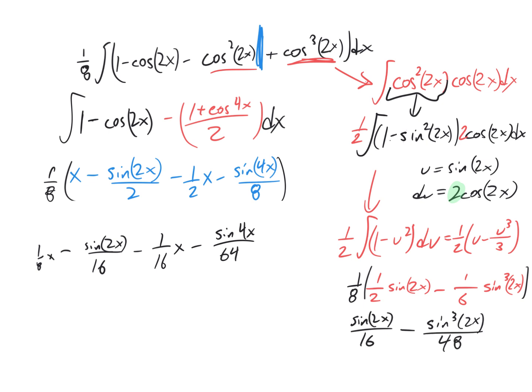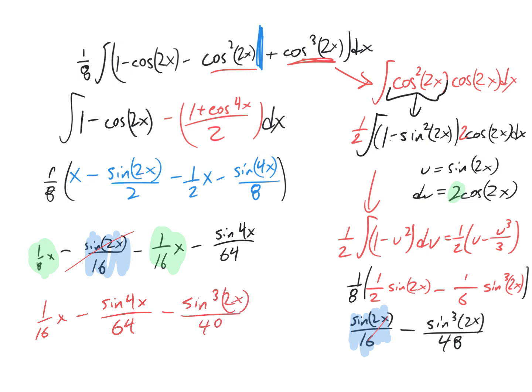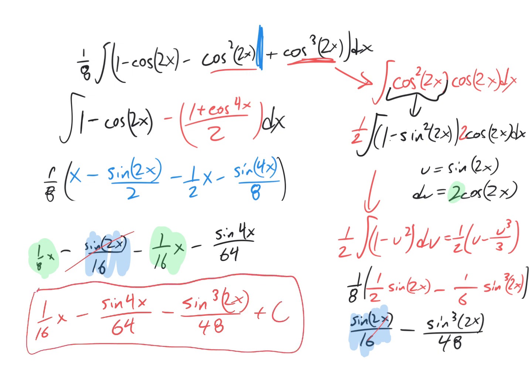You'll see that we do have some pieces that can combine together, like our x terms right here, and of course we have the sine 2x's plus and minus right here. Those actually end up canceling each other out, which is nice. So here's what our final answer ends up looking like: 1 over 16 x minus sine 4x over 64 minus sine cubed 2x over 48 plus c. And that ends up working out as our integral.